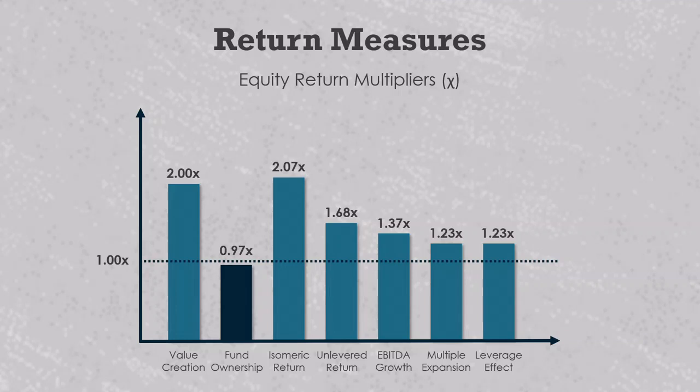of 2.0x. Likewise, the product of the unlevered return and the leverage effect gives us the total equity return multiplier. The product of EBITDA growth and multiple expansion gives us the unlevered return multiplier. And if you take the product of the multipliers for EBITDA growth, multiple expansion, leverage effect, and fund ownership impact, you get the GP's gross multiple of 2.0x.